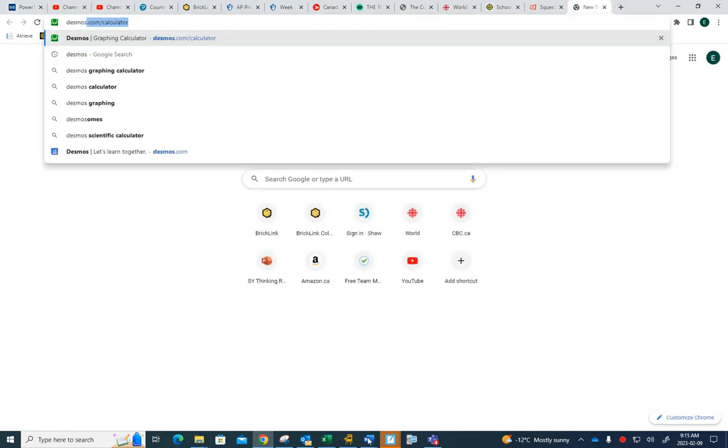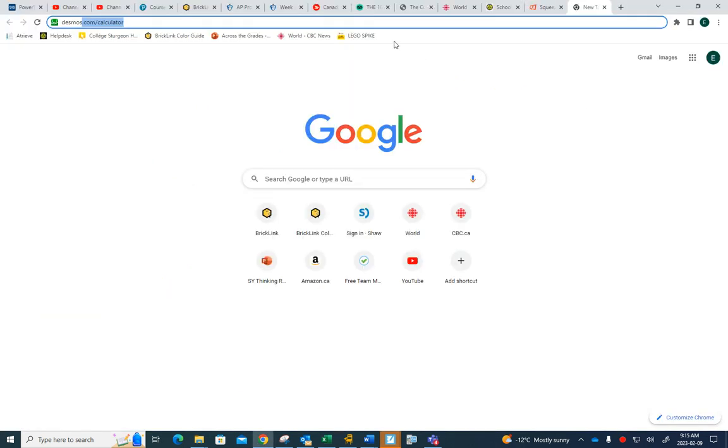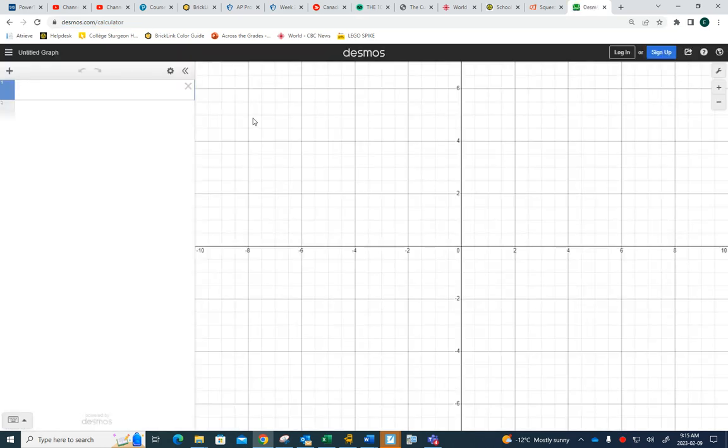Sorry, I'll put that back. So what did we discover in this question? We discovered that there is a hole at (2, -8).